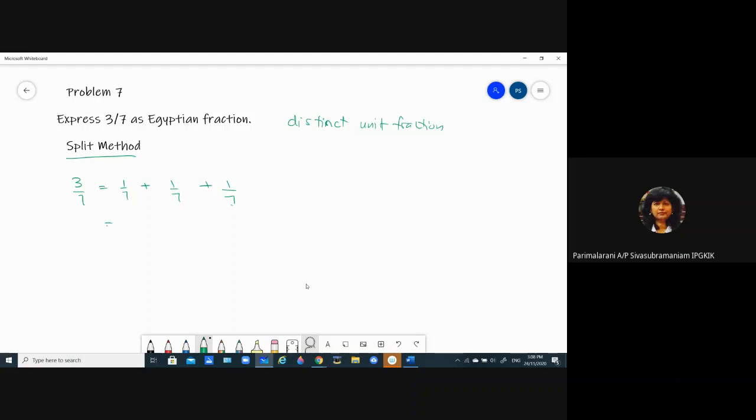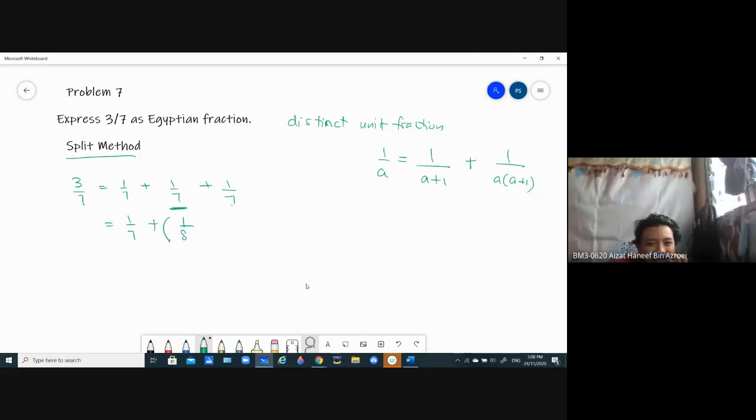So we start from here. 1 over 7 we can use as the first one. Can we change this 1 over 7 into another sum of unit fractions? We know this formula, remember: 1 over A is 1 over A plus 1, plus 1 over A times A plus 1. So 1 over 7 using this formula, what do we get? 1 over 8, plus 1 over 7 times 8. Correct, 1 over 56.